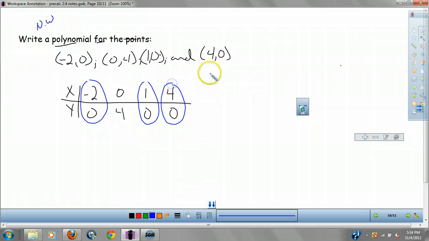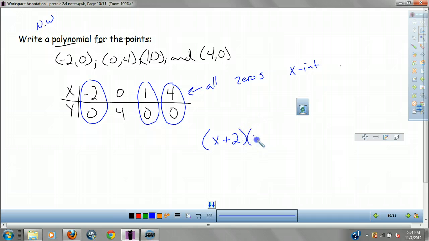What do these 3 points have in common? They're all zeros, or also, aka, they're all x-intercepts. So I can already say I'm going to have x plus 2 times x minus 1 times x minus 4. Okay? The only one that I don't know what's going on is, what do I do with the (0, 4)? It's going to be a y-intercept.